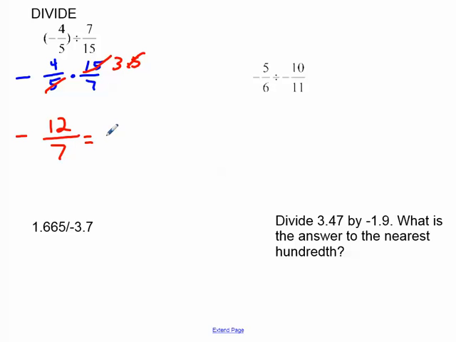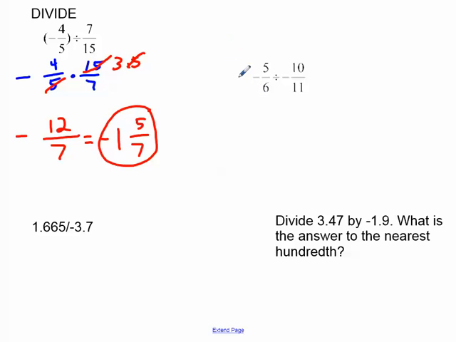And I could say that that would be negative 1 and 5 sevenths. 12 divided by 7 is 1 with a remainder of 5, so 1 and 5 over 7. Done. One more example, and if you feel comfortable, you can always fast forward.